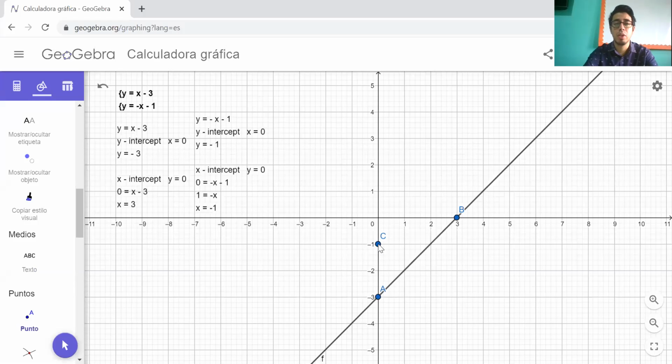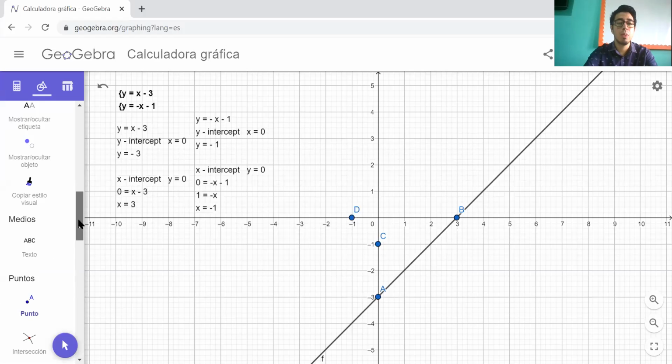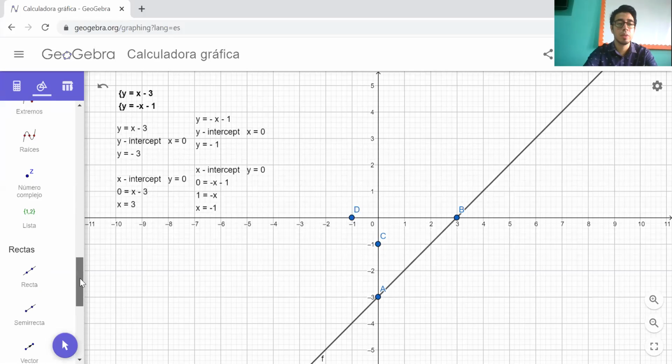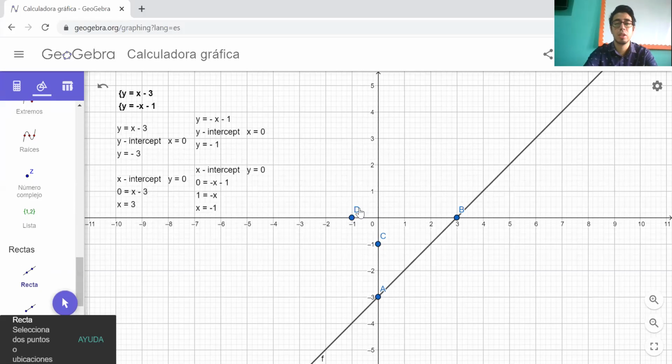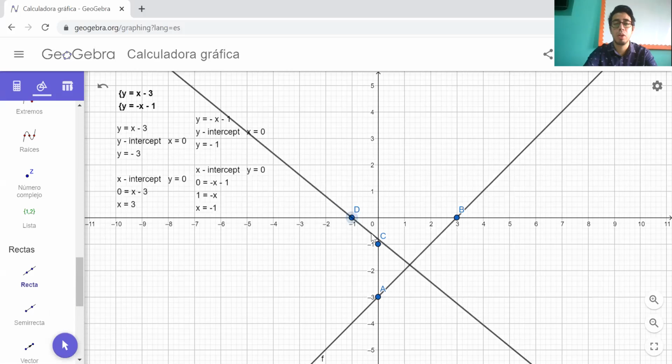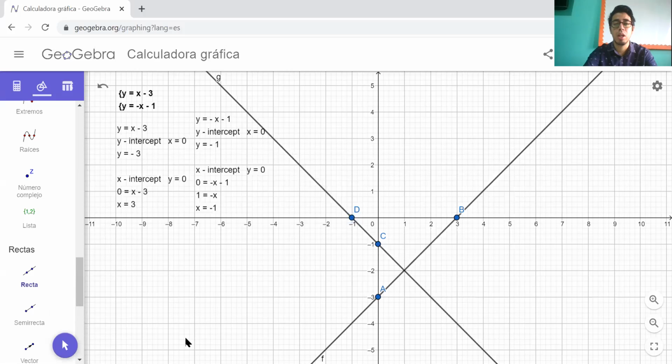And in the other point, we have when Y is 0, X is negative 1. Y is 0, but X is negative 1. So what we have is this, and we only need to draw the other line. You touch the 2 points, and this is the graph.